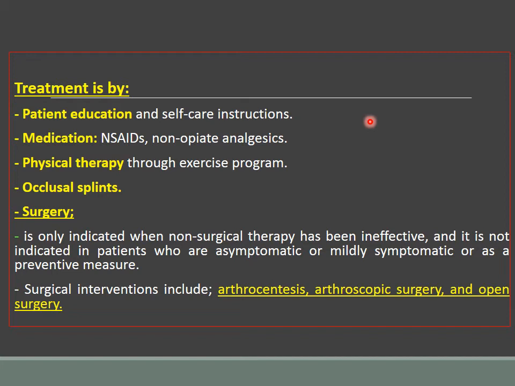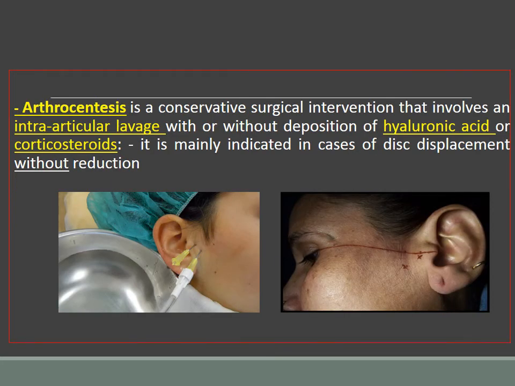Treatment could be by patient education and self-care instruction. احنا شرحناها بالتفصيل. Medication اللي هي non-steroidal anti-inflammatory drugs or analgesic, non-opiate analgesic. Physical therapy through exercise program, occlusal supplement or surgery. Surgical intervention include arthrocentesis, arthroscopic examination or arthroscopic surgery, or the last sort is the open surgery. تتذكرون احنا قلنا التريتمنت بالتيم جوينت اكثر شيء conservative without surgery, special and a few cases اللي قدرناها بحدود 10. Within the method of the surgical procedure for the TM joint, closed surgery تتذكروها قلنا الاريثروسنتيسيس.